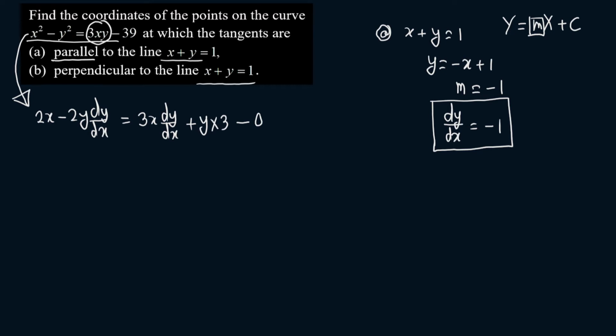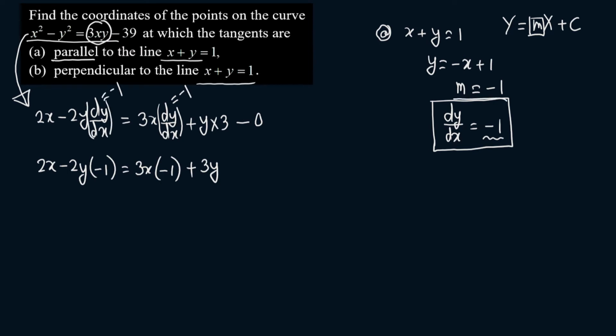Now, dy by dx equals minus 1, so replace dy by dx by minus 1. Then the expression is 2x minus 2y into minus 1 equals 3x into minus 1 plus 3y, because we replaced dy by dx as equal to minus 1. This is our condition. So now simplify it more.